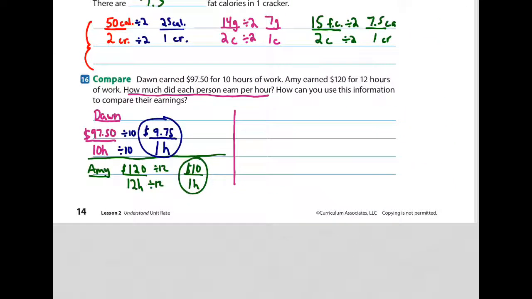But now is where you're going to explain. The question says, how can you use this information to compare their earnings? So what I want you to do is write, you could probably get this done in 2 to 3 sentences. How can you use, now when we're comparing their earnings, we want to know who made more, who made less. So talk about that, Dawn versus Amy, what they made, using their unit rate or their rates in a couple sentences right here. All right, so pause the video, write your sentences, and then restart it, and I'll write mine.